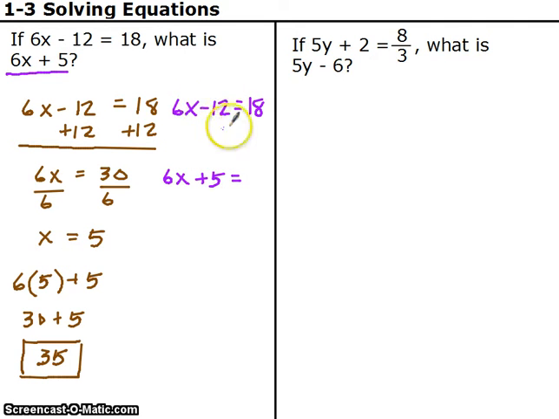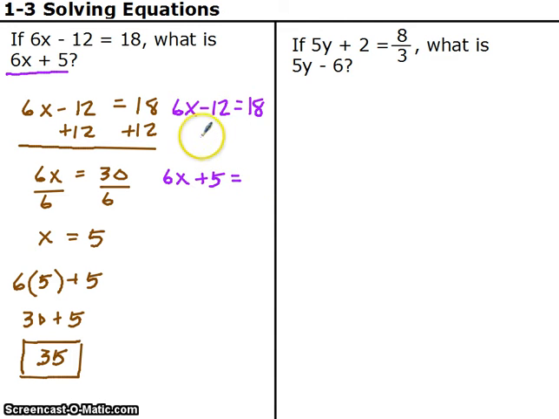How do I get from negative 12 to positive 5? All right, what number would I have to add to negative 12 to make it equal positive 5? Okay, well, if you think about that, if I add 12, that would make it 0, and then add 5 more, that would make it 5.